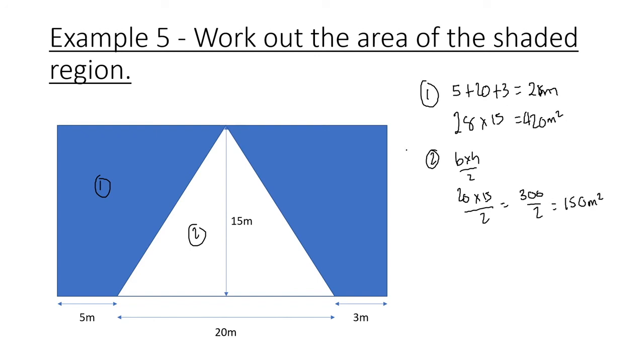Now you're having to find the shaded region, so only the rectangle. So now you're going to have to subtract your areas that you've just found. So 420 take away 150 gives you a final answer of 270 meters squared.